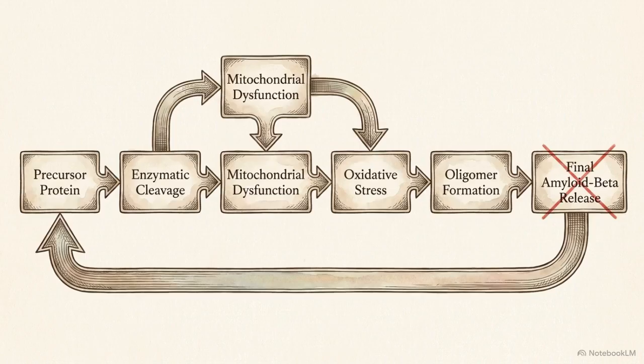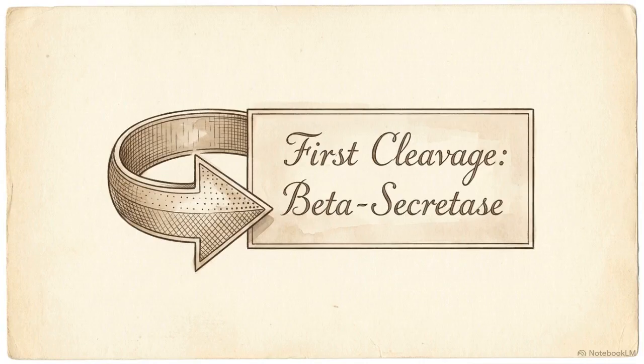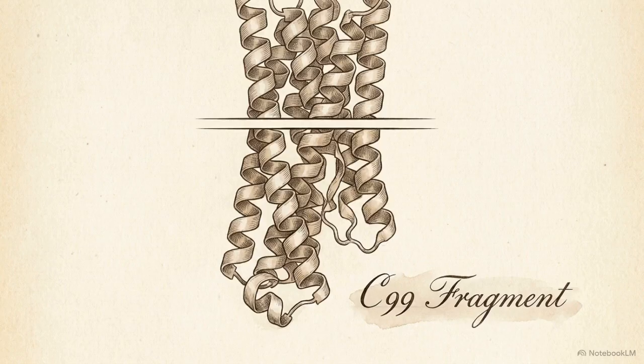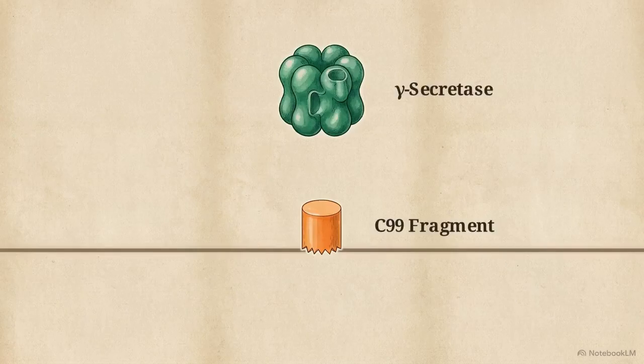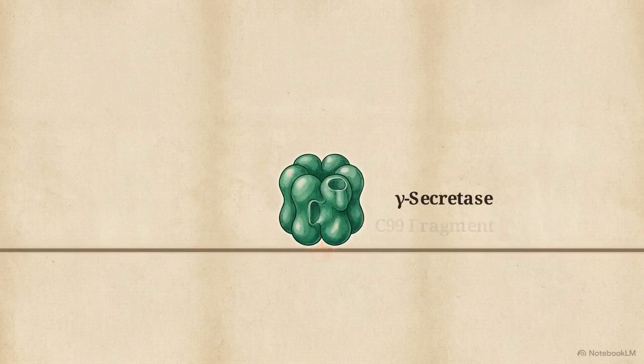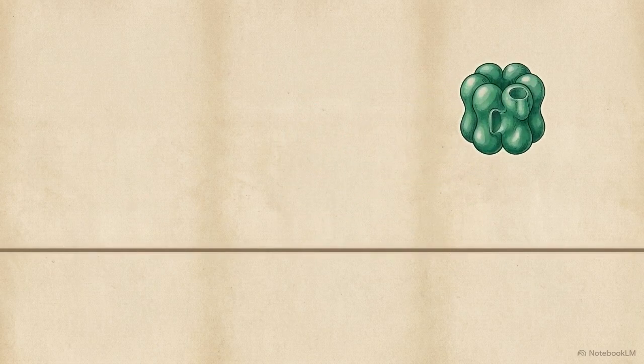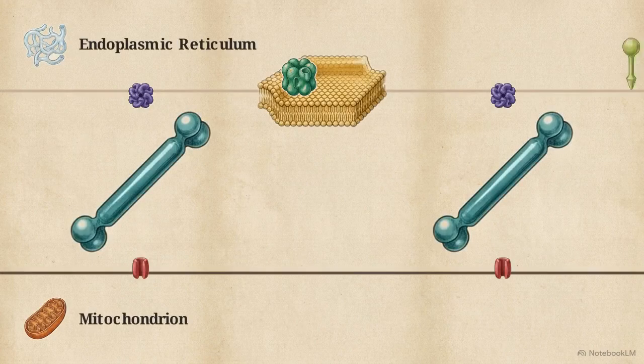To see where the failure begins, we have to look upstream of the final amyloid beta release, to the very first cleavage step performed by beta secretase. That initial cut leaves behind a 99 residue carboxy terminal fragment, simply called C99. In a healthy neuron, gamma secretase steps in and clears this C99 fragment almost immediately. As this animation shows, the early disease state breaks that clearance cycle. C99 is left uncleaved, and multiple fragments begin to accumulate directly within the MAM lipid raft.